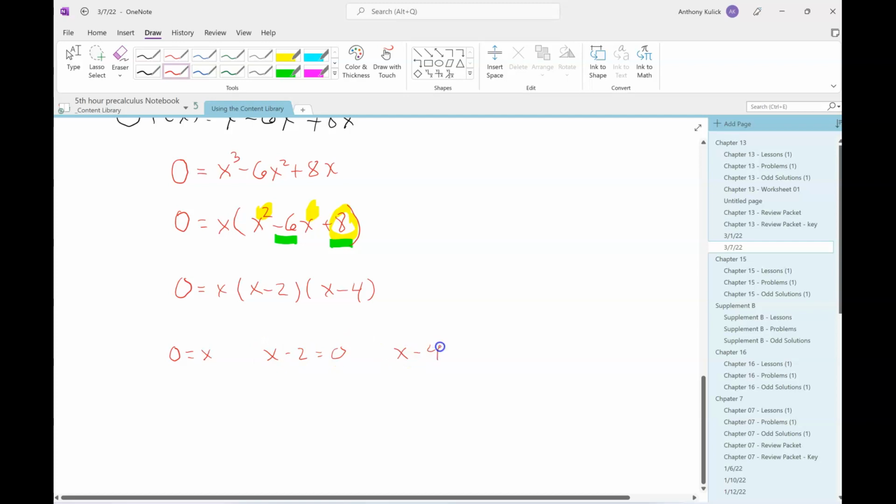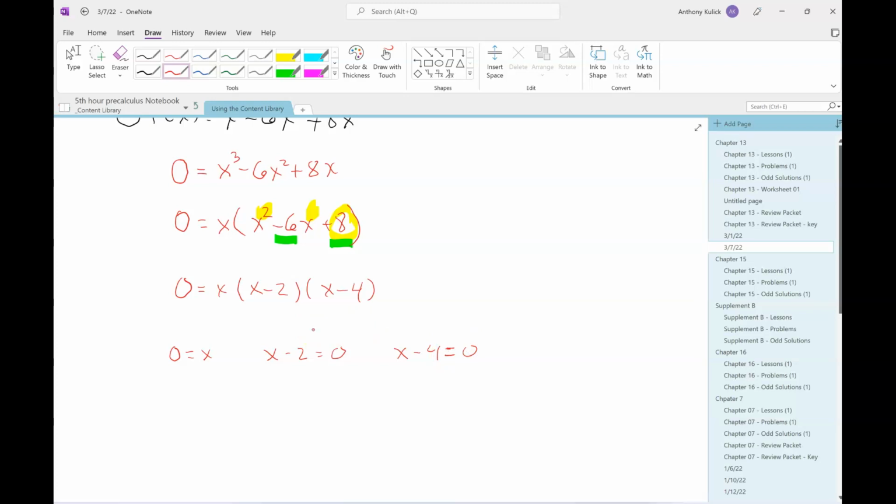Keep in mind the zero product property is very specific. We can only do this if it's equal to 0. If you have a bunch of factored things equal to 5 or something, you can't set them all equal to 5. It doesn't work like that. It's very specific to 0.